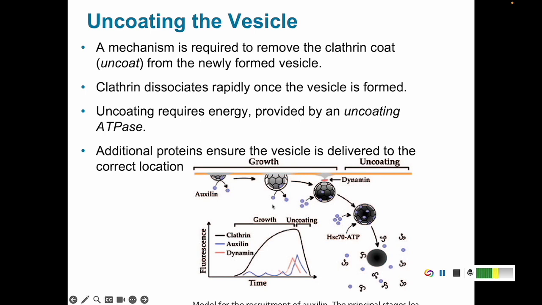Now that we've made our vesicle, we've pulled it away, and dynamin has cleaved it off, we're then going to do what's called uncoating, which means removing that clathrin coat from that vesicle. So once we form the vesicle, pretty quickly you can see it's going to start uncoating. The clathrin is dissociating. And this is also going to take energy in the form of ATP. So the uncoating ATPase uses the ATP to take off the clathrin. Now that we don't have clathrin, there still could be other proteins there, and those other proteins will be responsible to make sure that the vesicle will be delivered to the correct location.